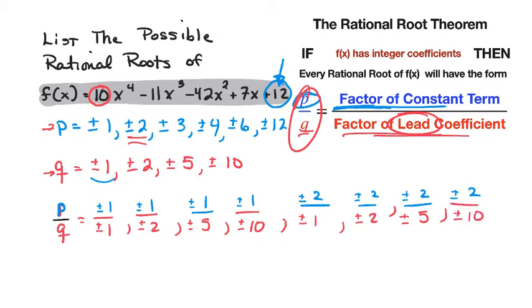Okay, and I continue this. Next, I would do my 3 here. So I do 3 over 1, 3 over 2, 3 over 5, 3 over 10, 4 over 1, 4 over 2, 4 over... You get the idea. Now what I'm going to do is write down this full comprehensive list, and I'm going to show you how you simplify these things and toss out some.